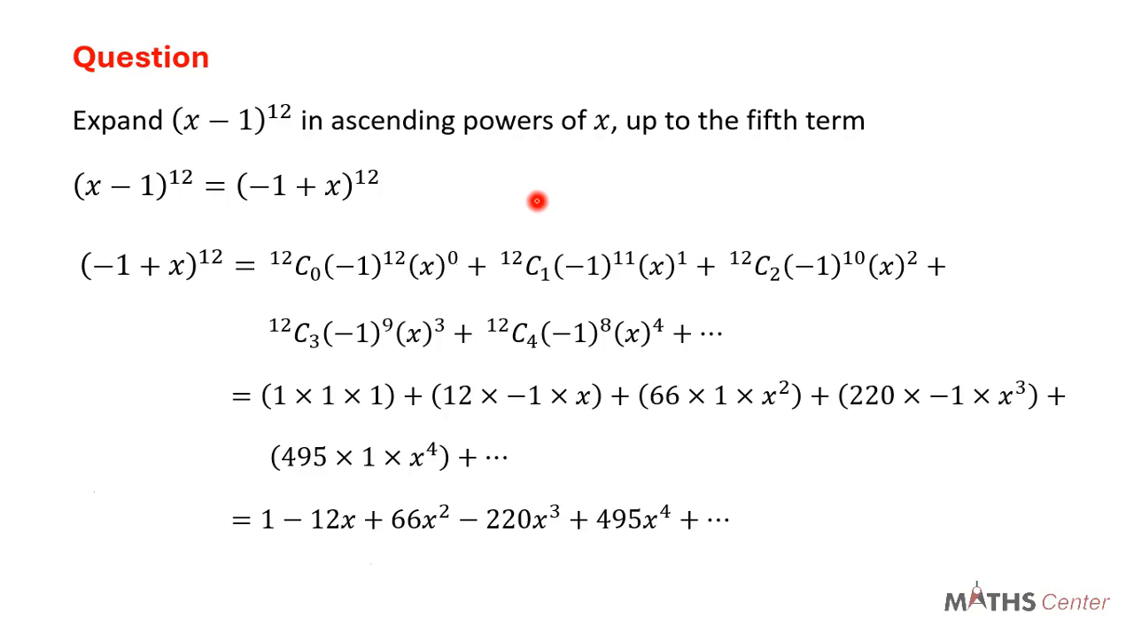Remember that if the question does not tell you to write x in ascending or descending powers, you can just leave it the same way as the question was given to you and you continue with your expansion. You only have to interchange the positions when you want the x to be in either ascending powers or descending powers. So the position of x will be based on whether you want it to be in ascending powers or descending powers. Let's look at the next example.